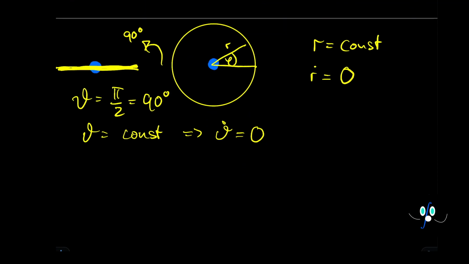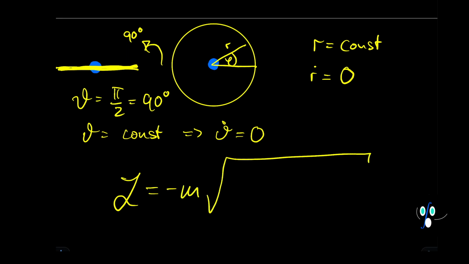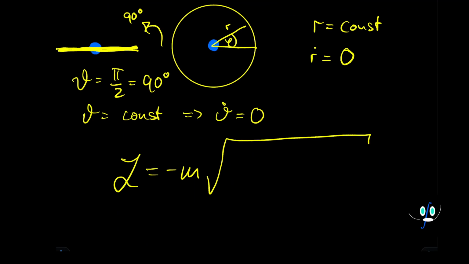So in the end, our Lagrangian looks like, let's write it in yellow, L is equal to minus m times the square root of alpha minus r squared phi dot squared.